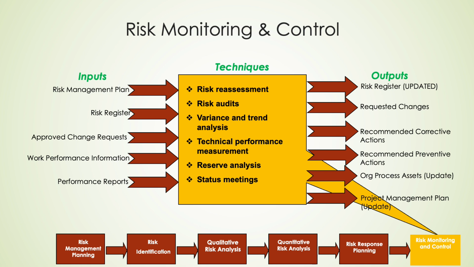Outputs include updates to the risk register, requested changes, and recommended corrective or preventive actions, which refine both project plans and organizational process assets. This continuous cycle ensures that risk management remains integrated and adaptive, protecting project objectives from uncertainty and enhancing decision-making with real-time insights. It transforms risk management from a static plan into an active, living discipline that safeguards value and drives project success.